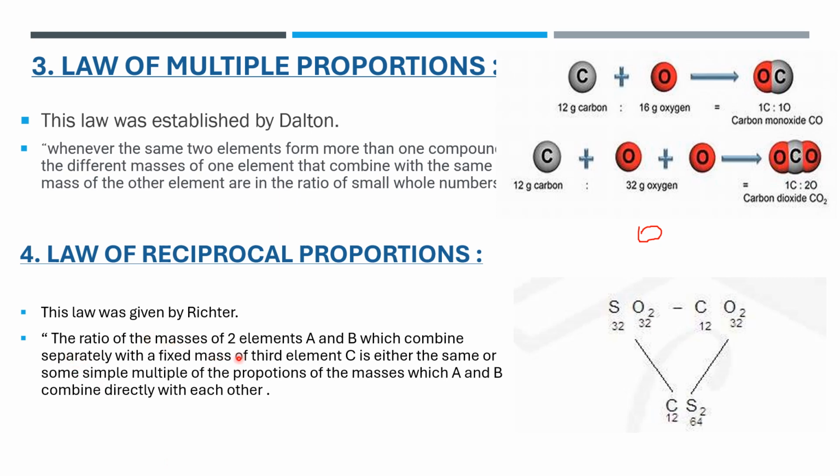The ratio of masses of two elements A and B which combine separately with a fixed mass of the third element C, that is oxygen, is either the same or some simple multiple of proportions of the masses in which A and B combine directly with each other. So this is what the law of reciprocal proportions says.